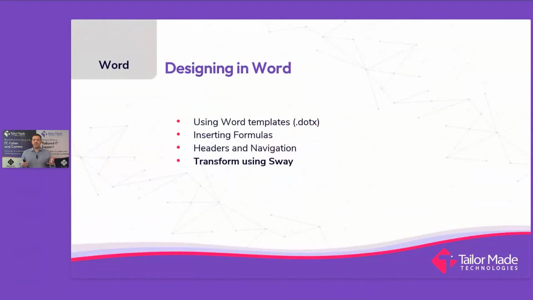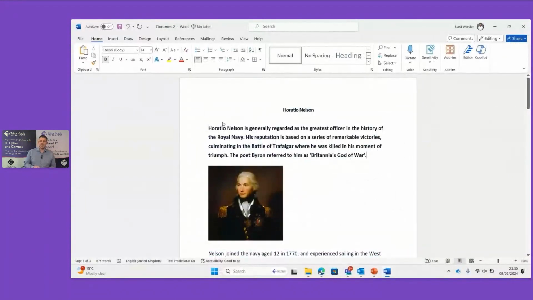Now, something that might be a bit new to everybody is this concept of something called Sway. Okay, so this is a new app. I say new, it's actually been around a while, but Microsoft deem it as a kind of digital storytelling application. It's baked into your Microsoft 365 environment. It's kind of halfway between Microsoft Word and Microsoft PowerPoint. But the idea is that we can take really static content and convert it into something a bit more interesting, a bit more fun. So we'll go back to our Nelson document that we had a moment ago.